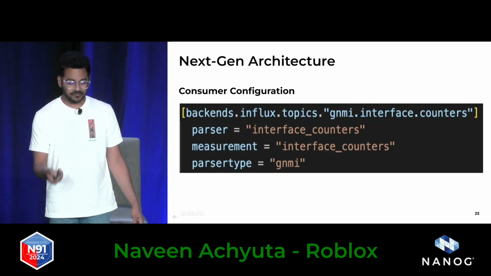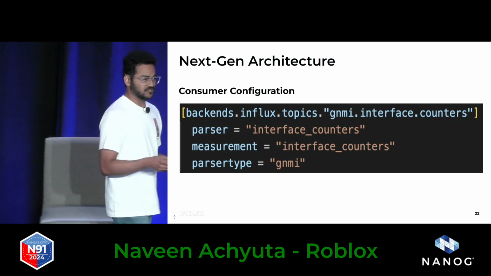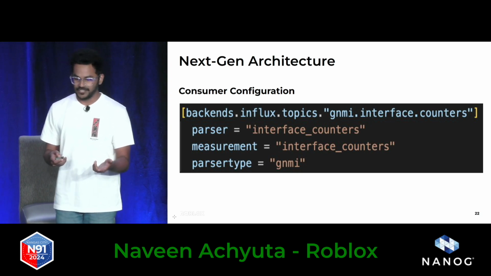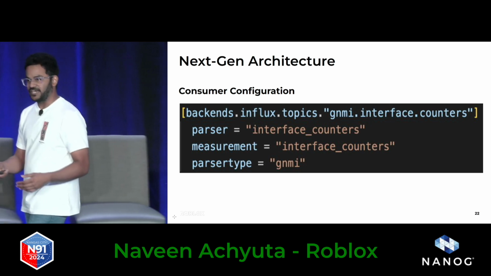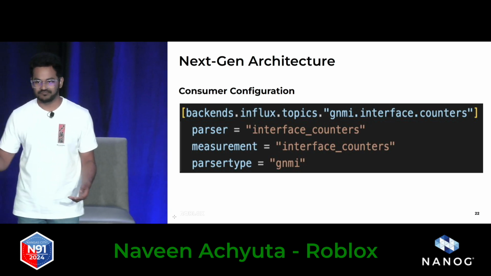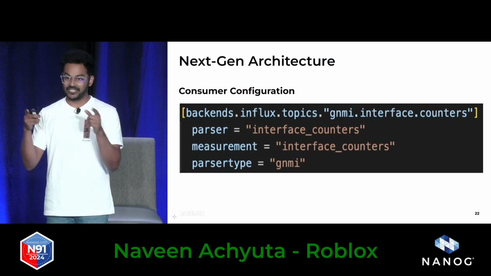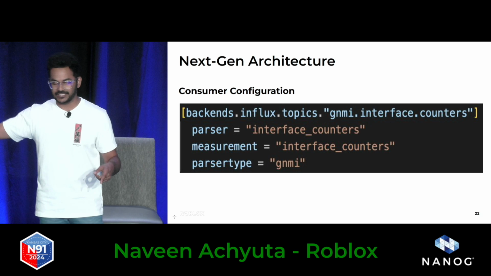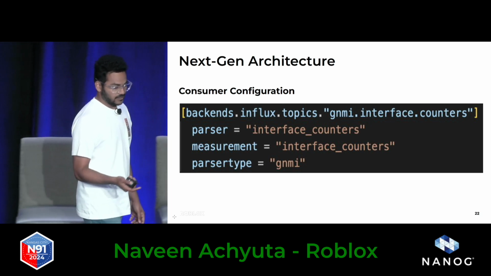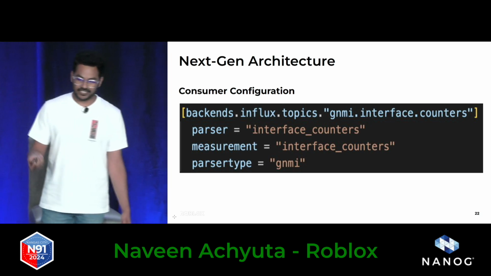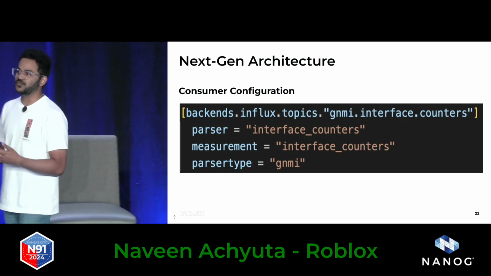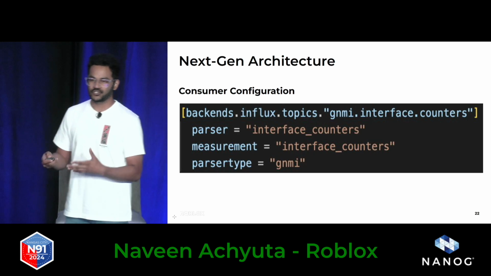And then you have measurement. When you're writing to the time series database, you need to give a metric name to it. So in our case, we will say interface.counters, and let's say the metric is bytes. So you see, the metric in the time series would be interface.counters_bytes. And the last one is parser type. In this case, it's gnmi data. So if you want to parse this data, you have to use gnmi logic.